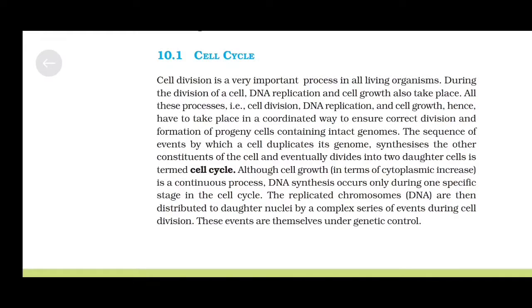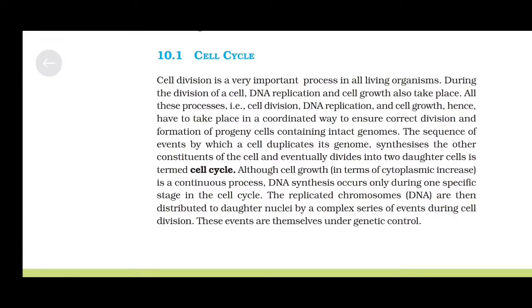Cell division is a very important process in all living organisms. During the division of a cell, DNA replication and cell growth also take place. All these processes, that is, cell division, DNA replication and cell growth, hence have to take place in a coordinated way to ensure correct division and formation of progeny cells containing intact genomes. The sequence of events by which a cell duplicates its genome, synthesizes the other constituents of the cell, and eventually divides into two daughter cells is termed cell cycle.